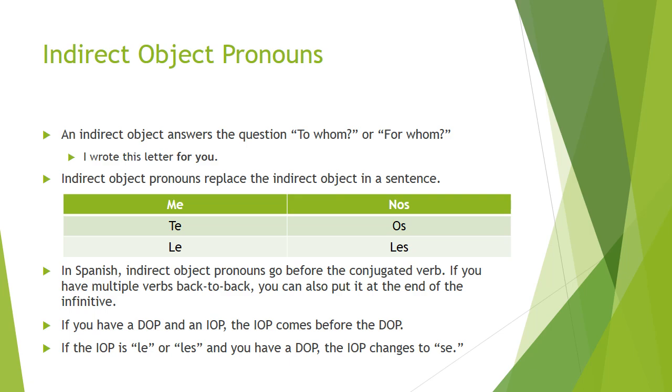If you have a direct object pronoun and an indirect object pronoun in the same sentence, the indirect object pronoun comes before the direct object pronoun. If the indirect object pronoun is le or les and you have a direct object pronoun, the indirect object pronoun changes to se.